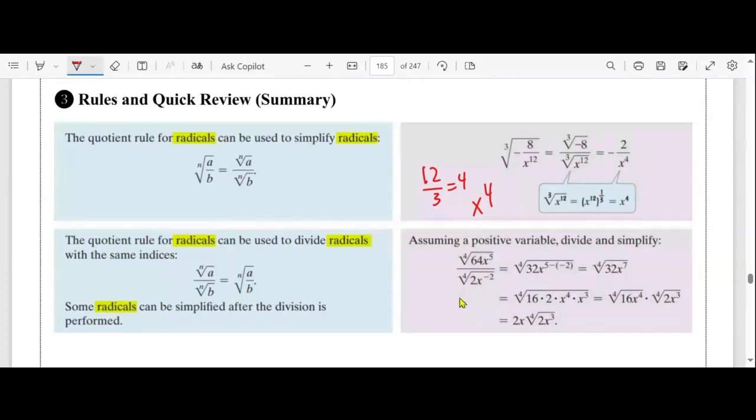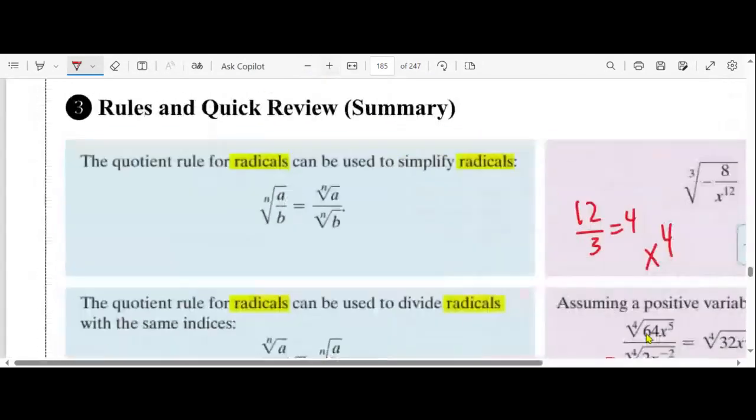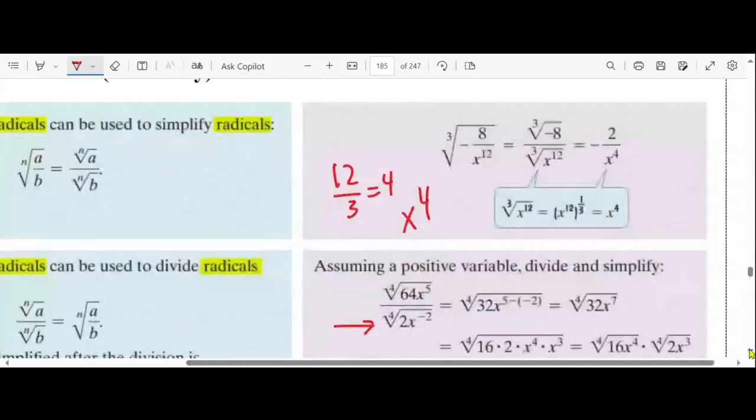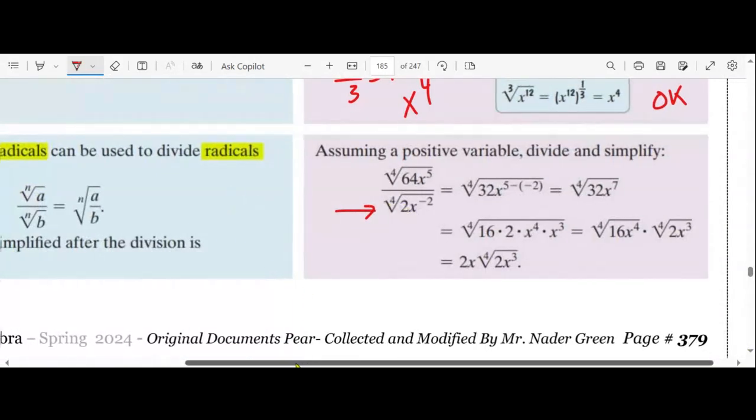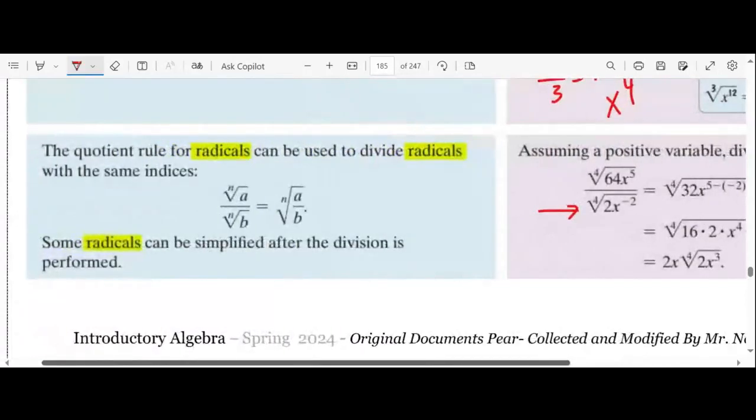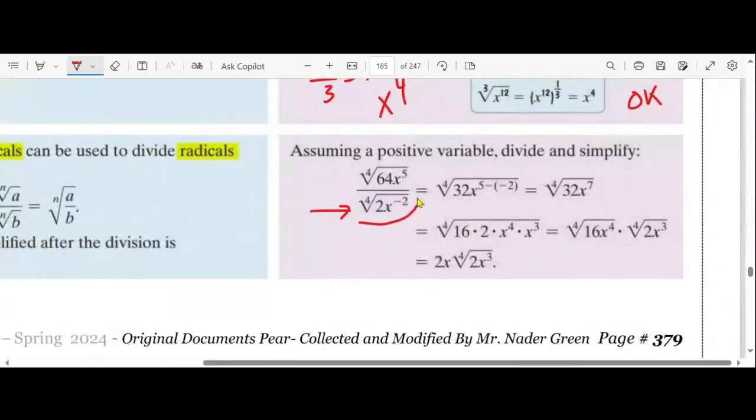Now, let's take a look at this one here. Can I take 2 outside? Look at the denominator. This one is okay, right? But this one is not okay because I cannot take 2 outside, and you are not allowed to leave a square root in the denominator. The quotient rule for radicals can be used to divide radicals with the same indices. Some radicals can be simplified after the division is performed. But here I cannot leave this in the denominator like this. So what should I do?